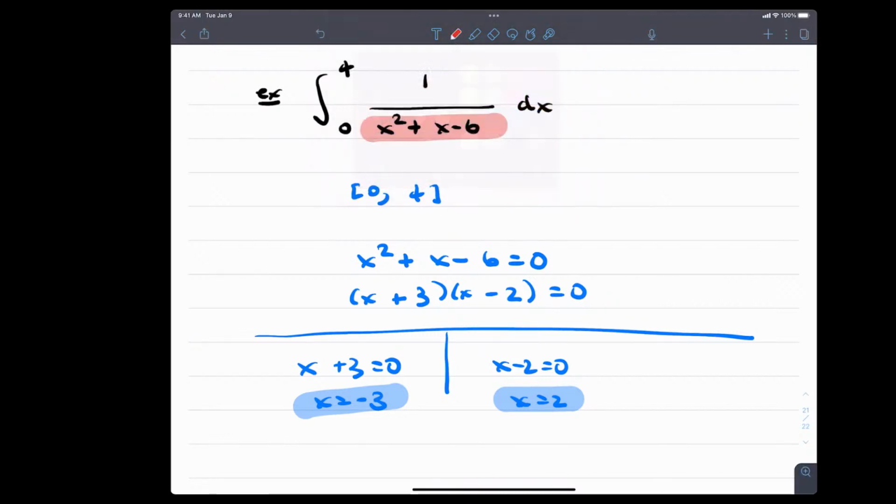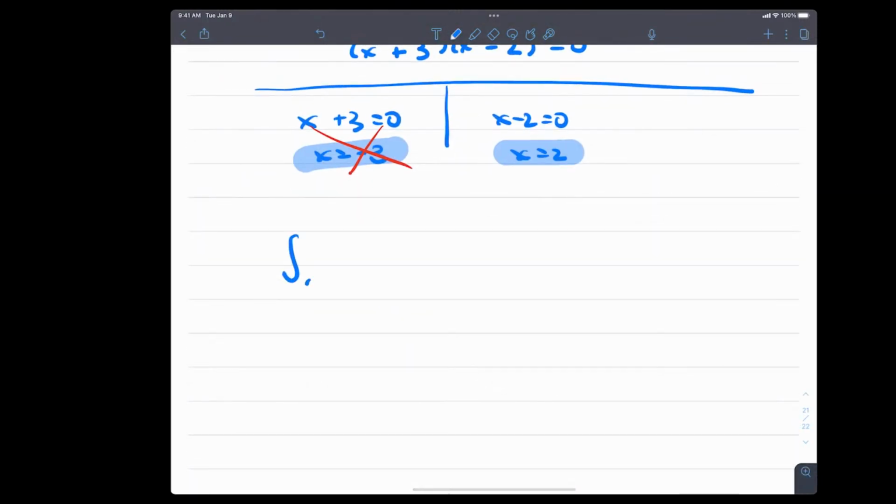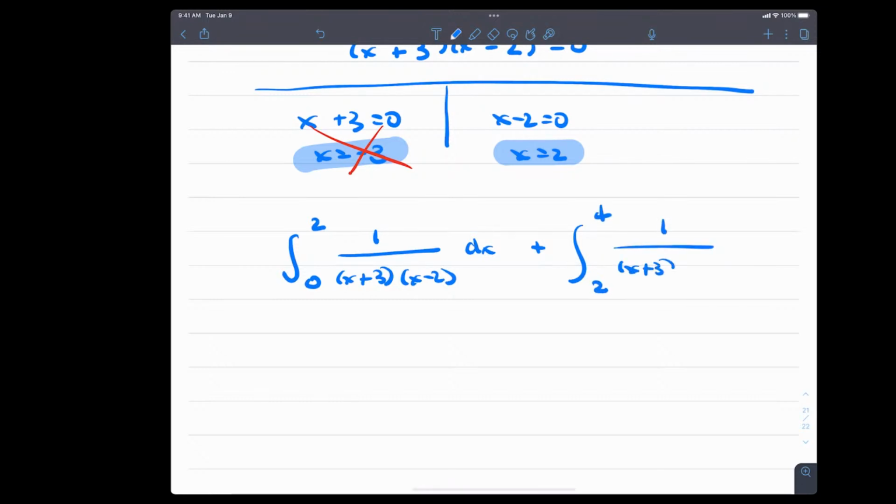throw this one out, right? So in other words, 2 is in that interval. This is your in, meaning element of. So integrate this from what now? This is going to be the integral 0 to 2, 1 over x plus 3, x minus 2 factored version, plus 2 to 4, 1 over x plus 3, x minus 2 dx, right?